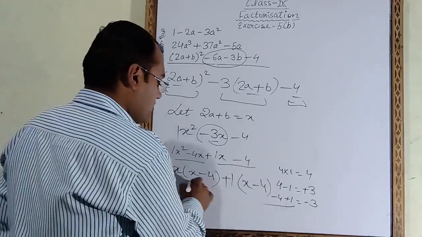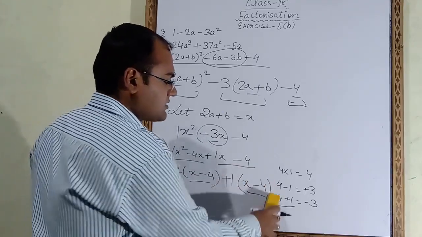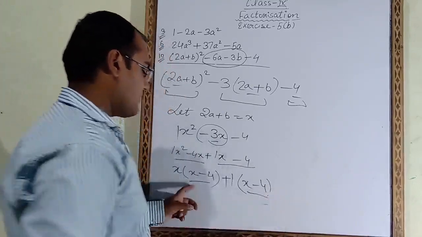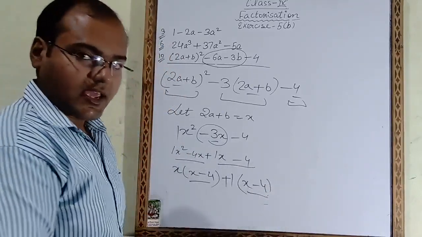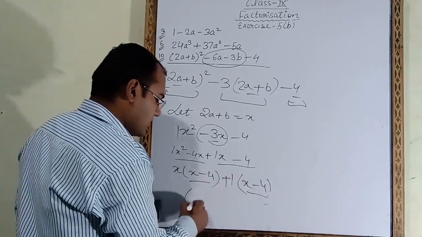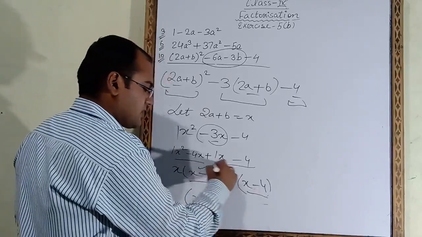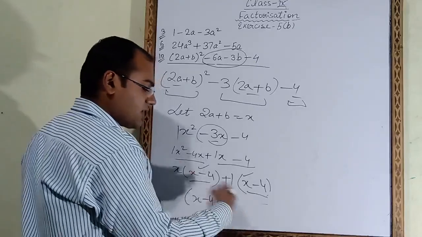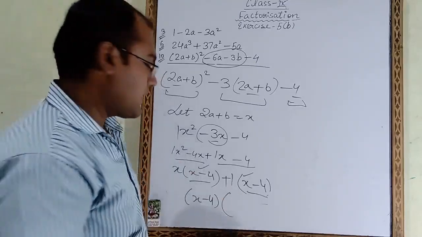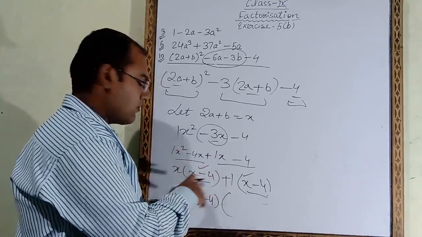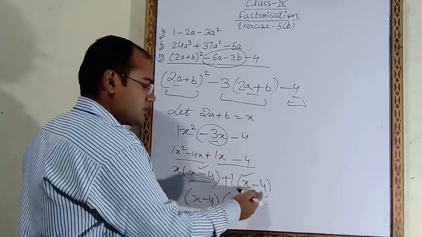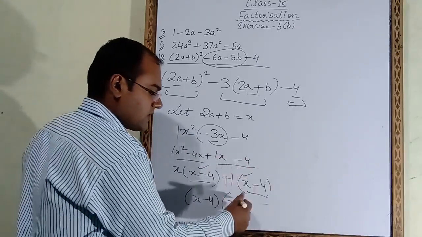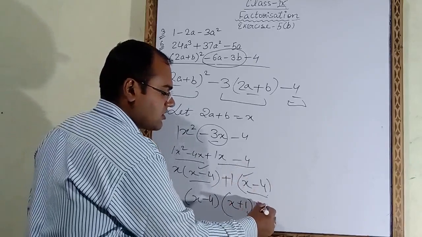Now you will observe that both the brackets are the same. Here also in the bracket x minus 4, here also in the bracket x minus 4. Now we will take common. x minus 4 we will take outside. Now in another bracket you have to write the remaining part. x minus 4 we have taken common, so what is remaining here? x. This x minus 4 we have taken common, what is remaining here? Plus 1. So this is your answer.